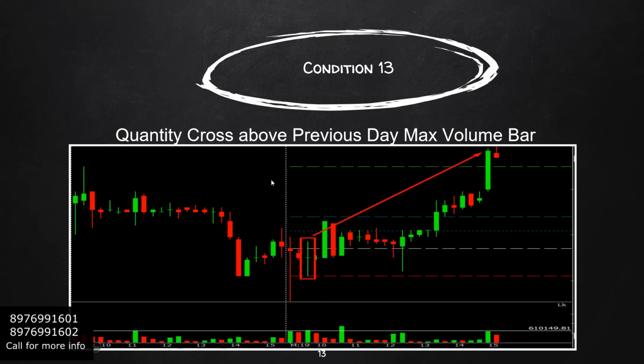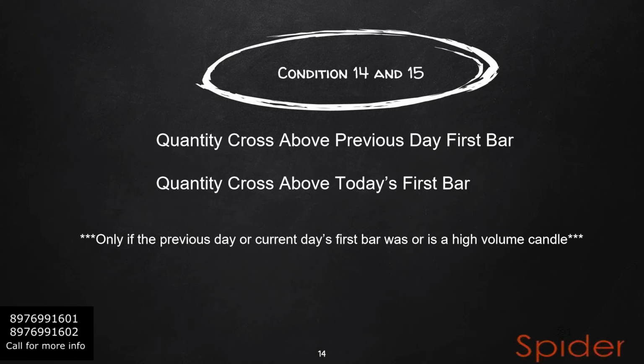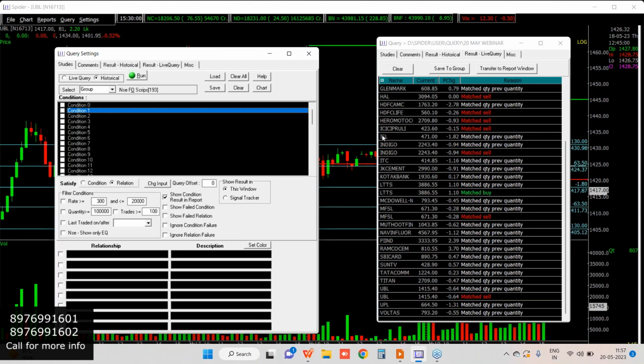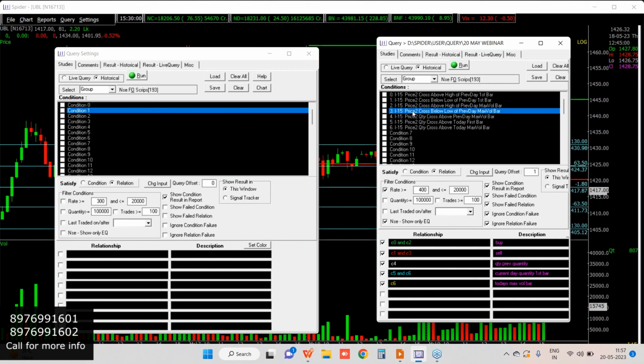The result of this, again, we'll check in the software. So I'll click Alt-Tab again. In studies, you can see I have added this condition, the quantity one: quantity crosses above previous day maximum volume bar. So this is C4. It will work individually, so I put it as C4. I'll not add any other condition with this, and I put it as quantity, previous quantity.